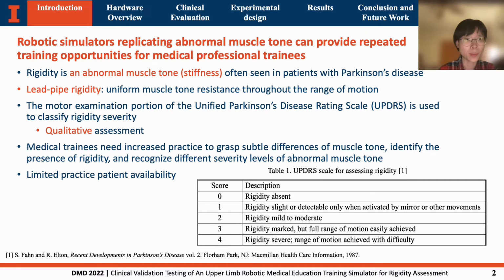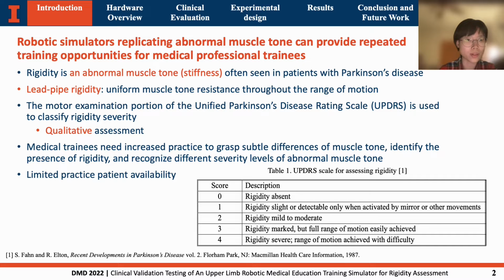Rigidity is an abnormal motor symptom with increased muscle tone, which is commonly observed in patients with Parkinson's disease. Specifically, lead pipe rigidity produces constant muscle resistance against the passive stretching movement throughout the entire range of motion. The motor portion of the Unified Parkinson's Disease Rating Scale, or UPDRS, is commonly used to qualitatively assess rigidity severity.